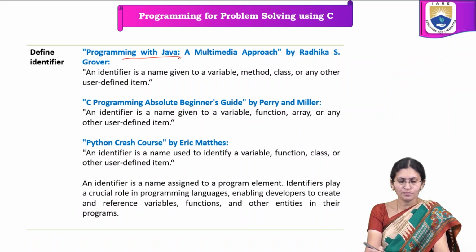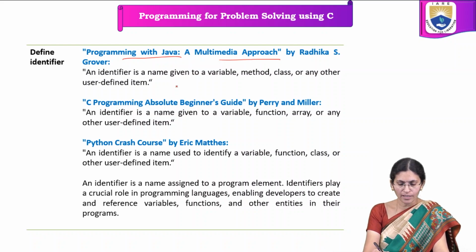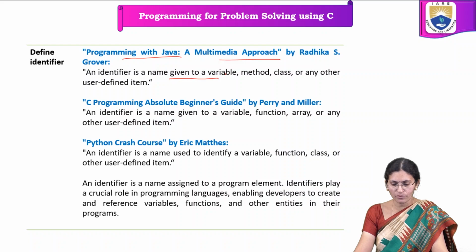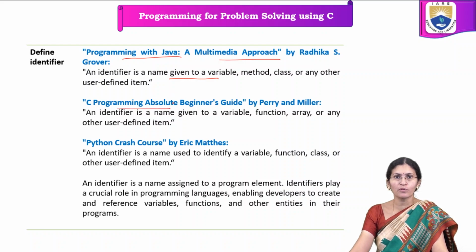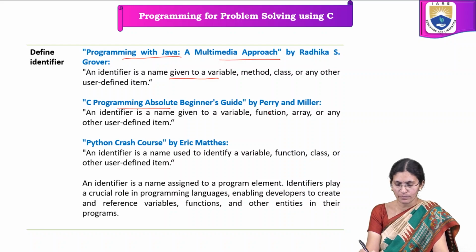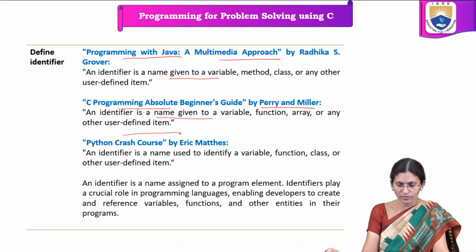Next, according to the textbook titled Programming with Java, a Multimedia Approach by Radhika, an identifier is a name given to a variable, method, class or any other user-defined item. So the same definition is given here also. Then in the textbook titled C Programming Absolute Beginner's Guide by Perry and Miller, an identifier is a name given to a variable, function, array or any other user-defined item. So here also the same definition is given.